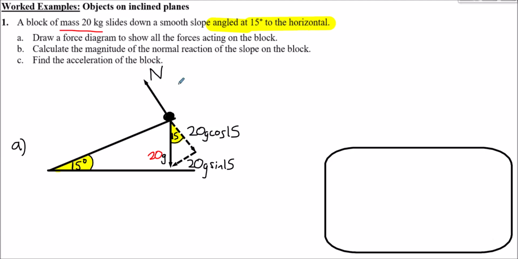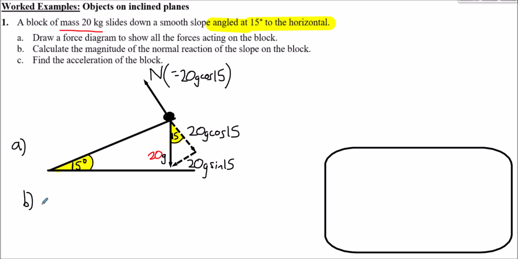I could, I suppose, if I wanted to, say that because the particle isn't going to float off a slope or fall through it, this normal reaction force must be counterbalanced exactly by the forces acting away from it. So this will be equal and opposite to this 20g cos 15 component of the weight, I should probably say. And what do we know? We've killed two birds with one stone, because B actually asks us to calculate the magnitude of the normal reaction of this slope on the block, which essentially we've done now.